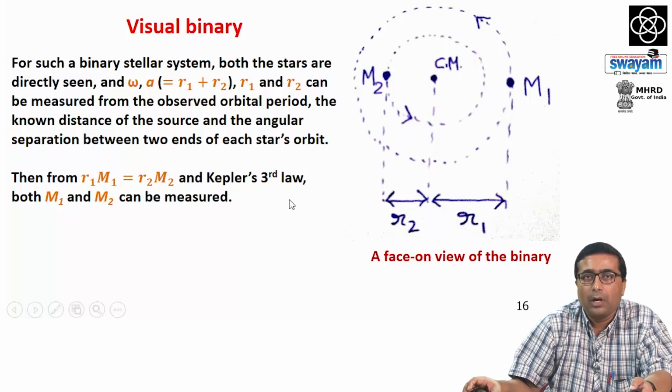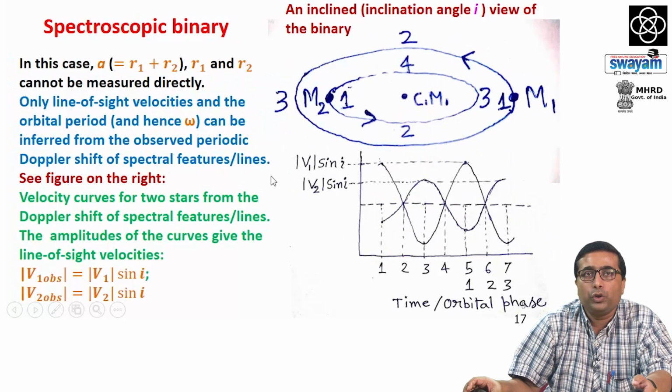So, for a visual binary, when we can see both the stars directly, we can measure both the masses relatively easily. But we are not always fortunate enough to directly see the stars, and we can observe them only through their spectrum. That is, we can measure the spectrum of each of the stars, and such binaries are called spectroscopic binaries.